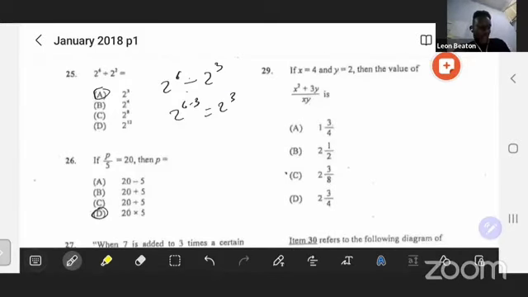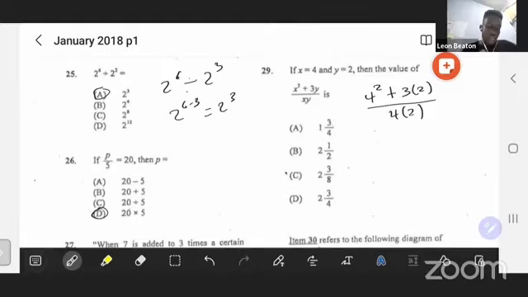If x is equal to 4 and y is equal to 2, the value of x squared plus 3y over xy is, so this is just a simple substitution. x is equal to 4, so this is 4 to the second power plus 3y, y is equal to 2, so 3 times 2, over xy, which is 4 times 2. So 4 times 4 is 16 plus 3 times 2 is 6, over 4 times 2 is 8. So 16 plus 6 will be 22 over 8.